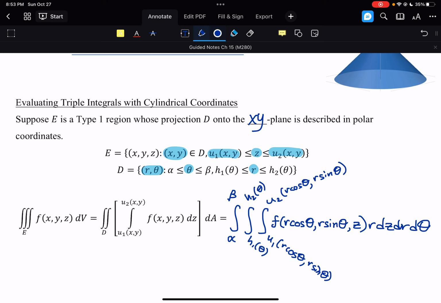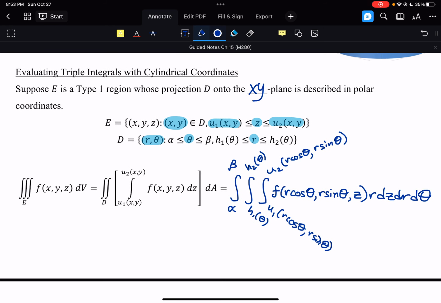Then we move out to the second one, dr, which goes from h1 to h2, two functions of theta, and then we go out to theta, which goes between alpha and beta. So we have a triple integral going dz, dr, d theta. And this is going to be our standard setup for triple integrals in cylindrical coordinates.